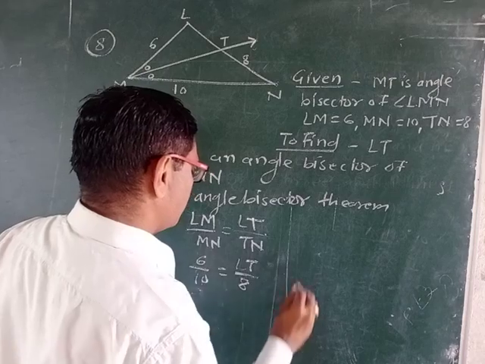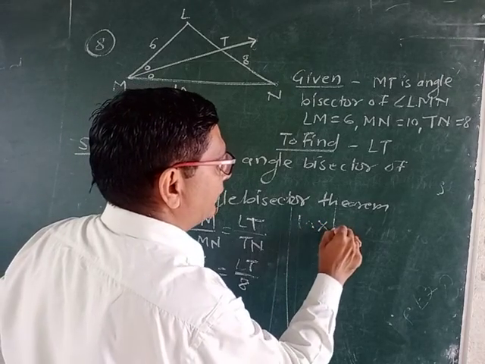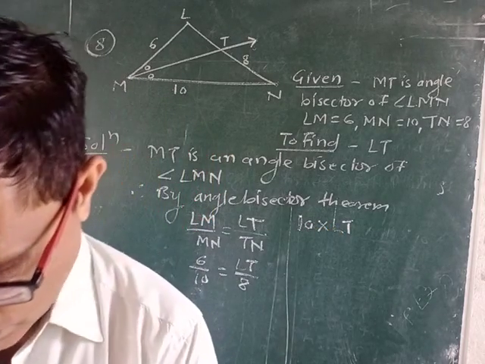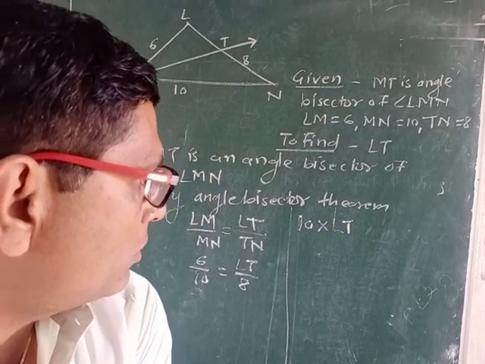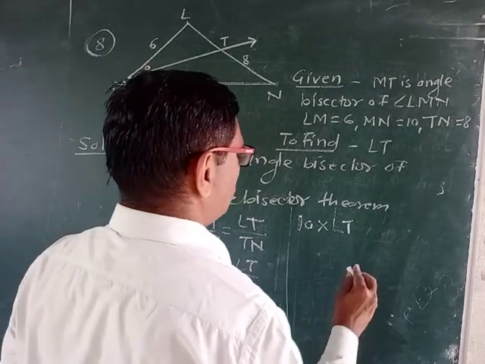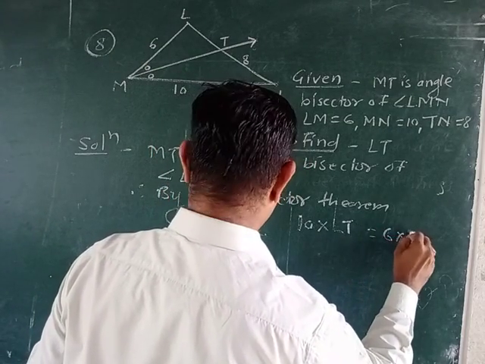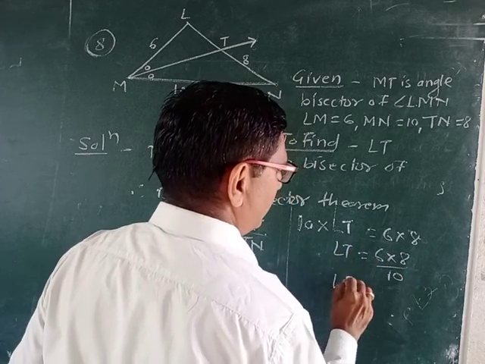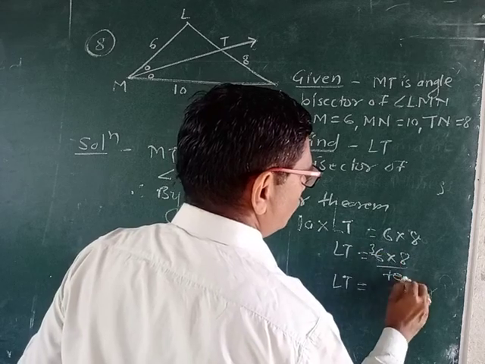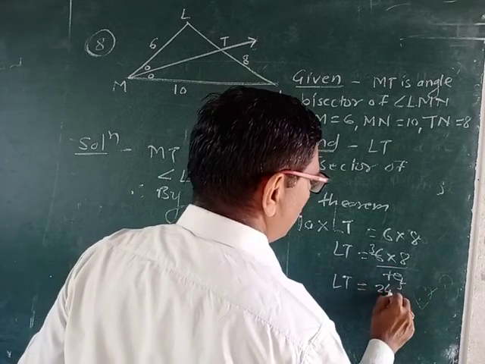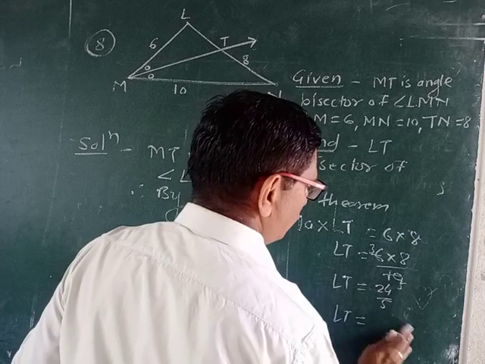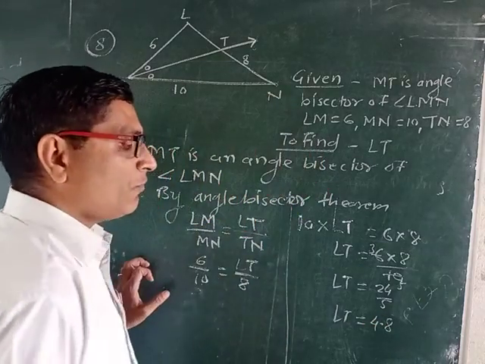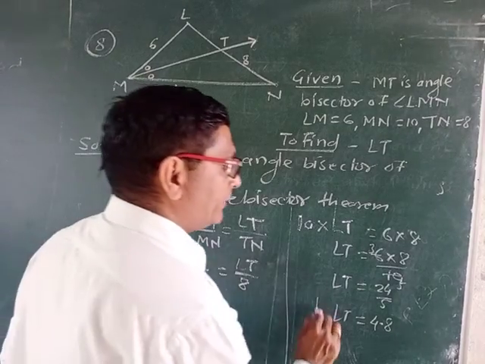Here, cross multiplication: 10 into LT is equal to 6 into 8. LT is equal to 6 into 8 upon 10. LT: 2 3s are 6, 2 5s are 10, 3 8s are 24 upon 5, and LT is equal to 5 4s are 20, 5 8s are 40. LT is equal to 4.8.